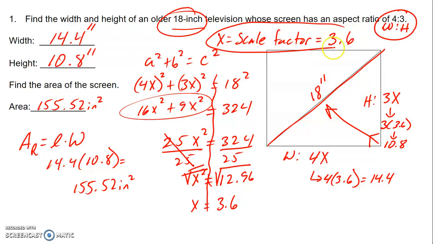And don't forget, this one up here, the x, is called the scale factor.